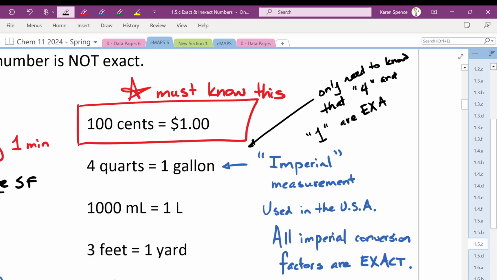And if they're exact, how many sig figs? How many? Infinite.